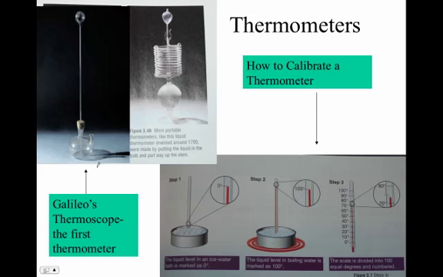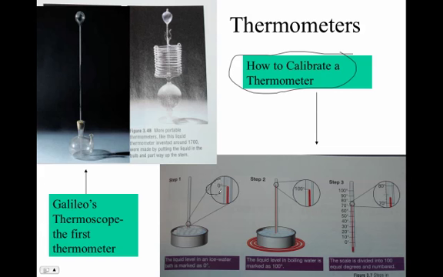So way back when, Galileo came up with something called a thermoscope, and this was one of the first thermometers. The problem with the thermoscope, it would have a bead that would go up and down, but we couldn't really tell how hot or how cold something was until we figured out how to calibrate a thermometer. So to calibrate a thermometer, you need two fixed points that you know already what the temperature is.